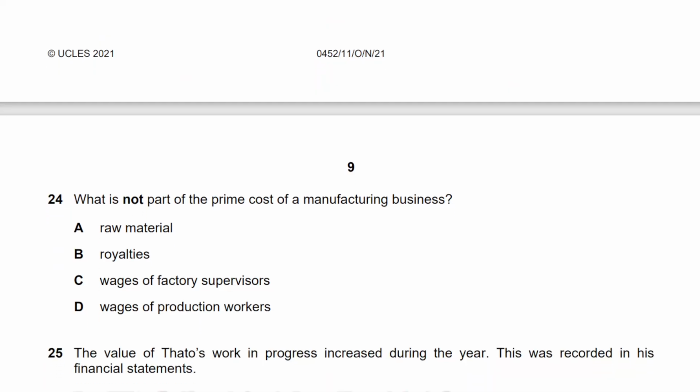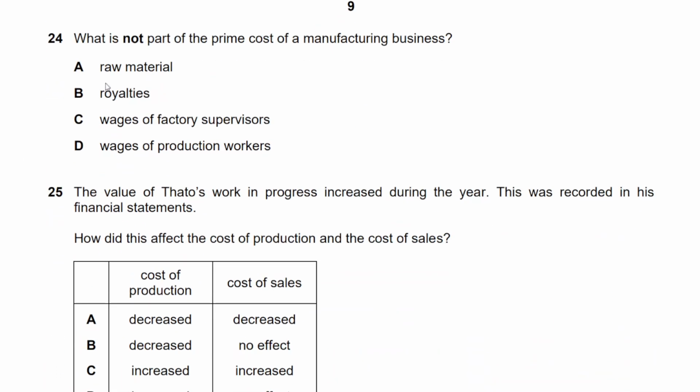Move on. 24. What is not part of the prime cost of a manufacturing business? Prime cost is all the direct costs. Raw material is the direct material. Royalties is direct expenses. Wages of supervisors, that's overheads, that's indirect wages. Wages of production workers, that is direct wages, direct expense, direct material. This one is indirect. Okay.